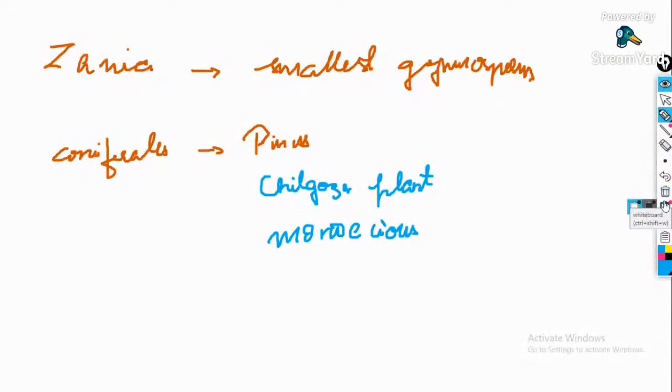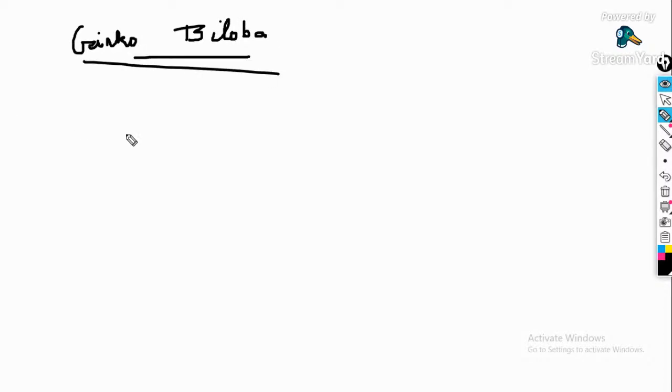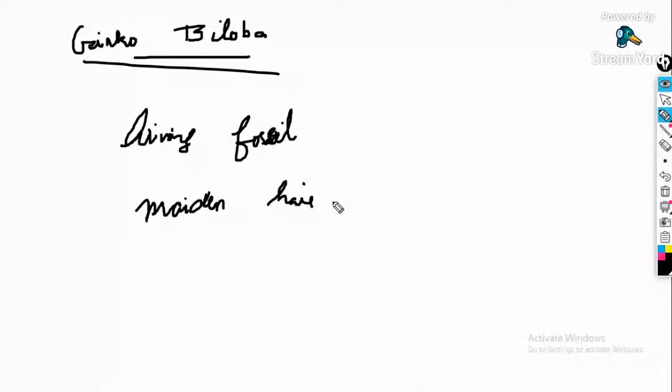Then we have the ginkgoales. We have the ginkgoales with ginkgo biloba. Ginkgo biloba. It is also a living fossil. Very important. Living fossil. It is known as maidenhair tree. Okay, and that's all for ginkgo biloba.